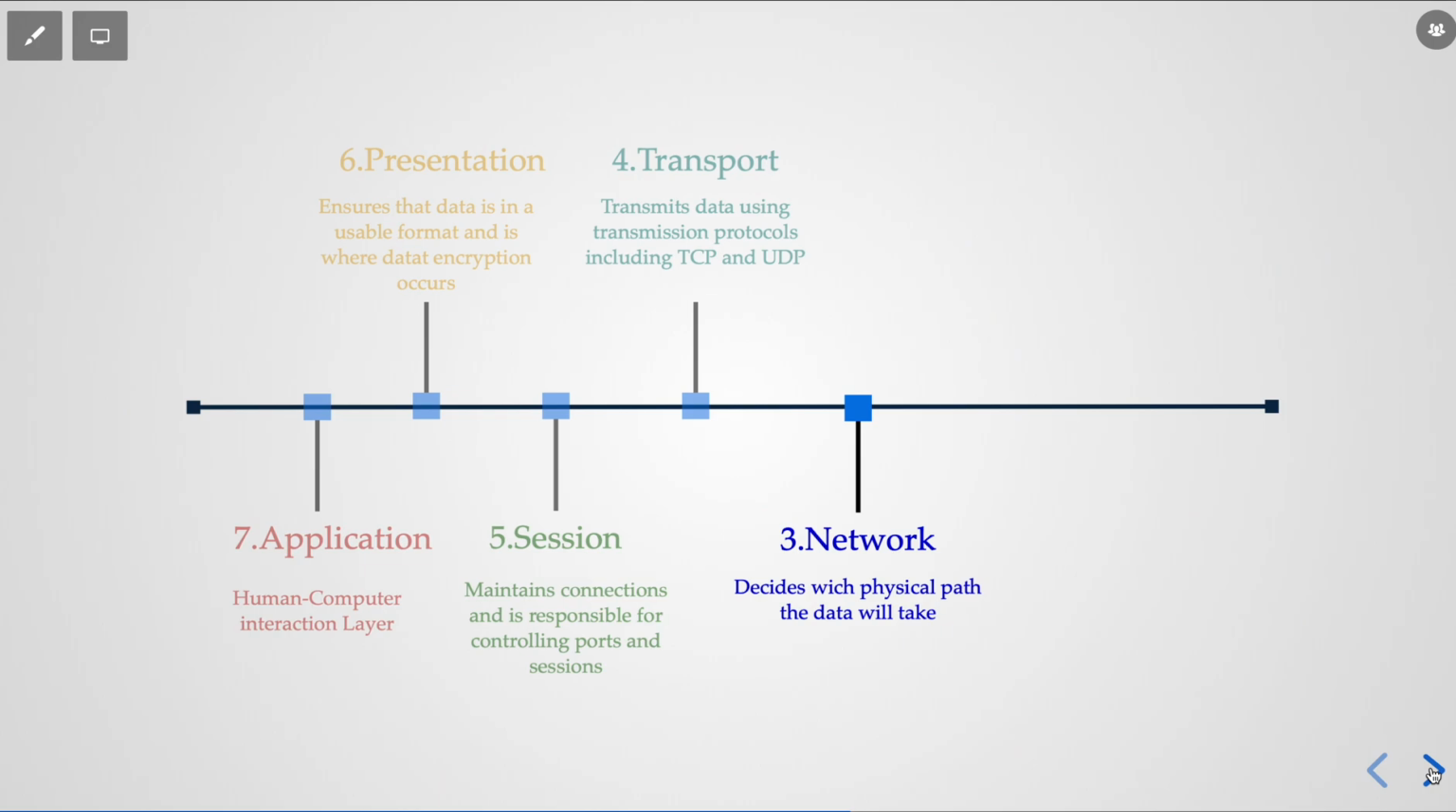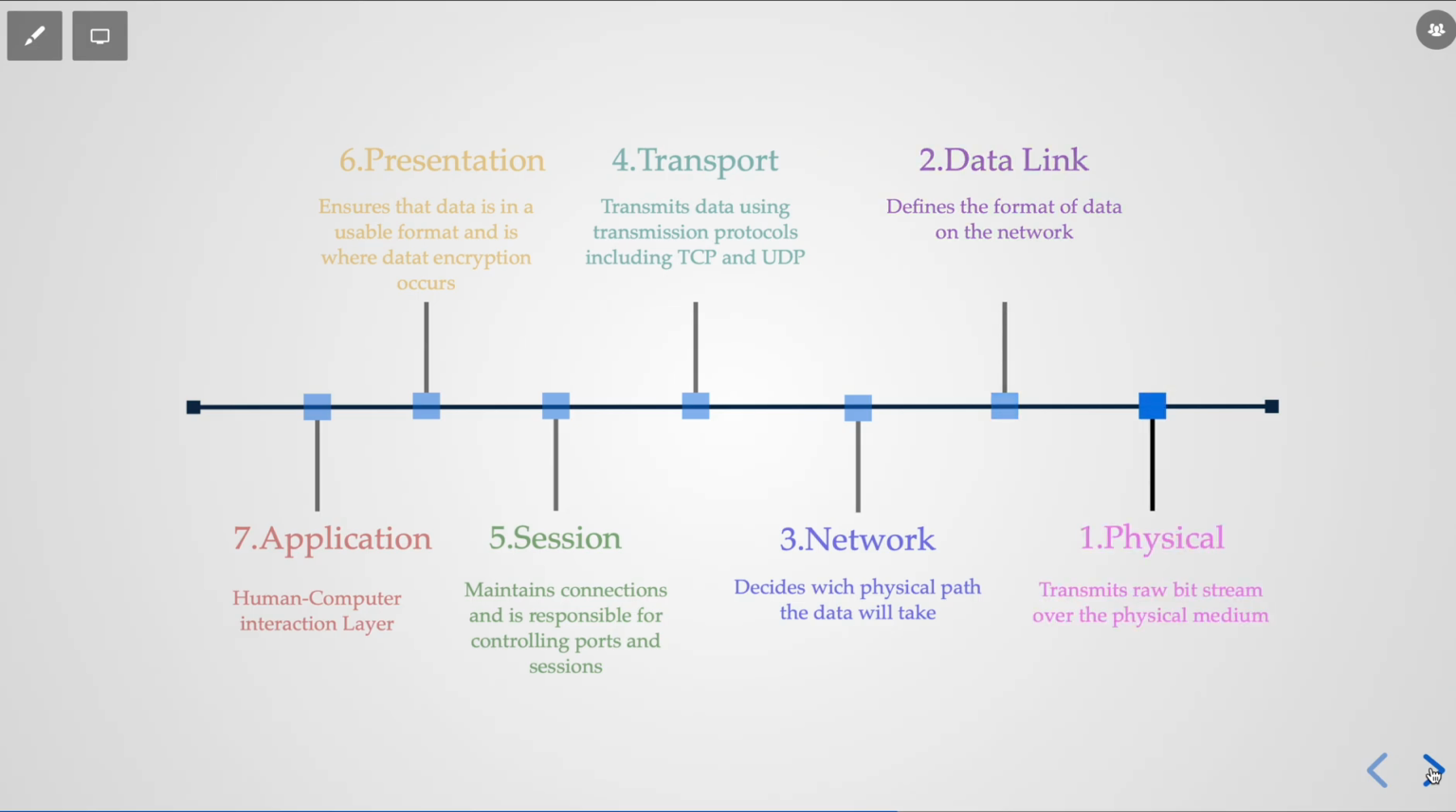And layer 3 is the network layer. The network layer decides which physical path the data will take. And the data link layer. The data link layer defines the format of the data on the network. And the final layer is the physical layer. The physical layer transmits raw bit streams like 1001 over the physical media.